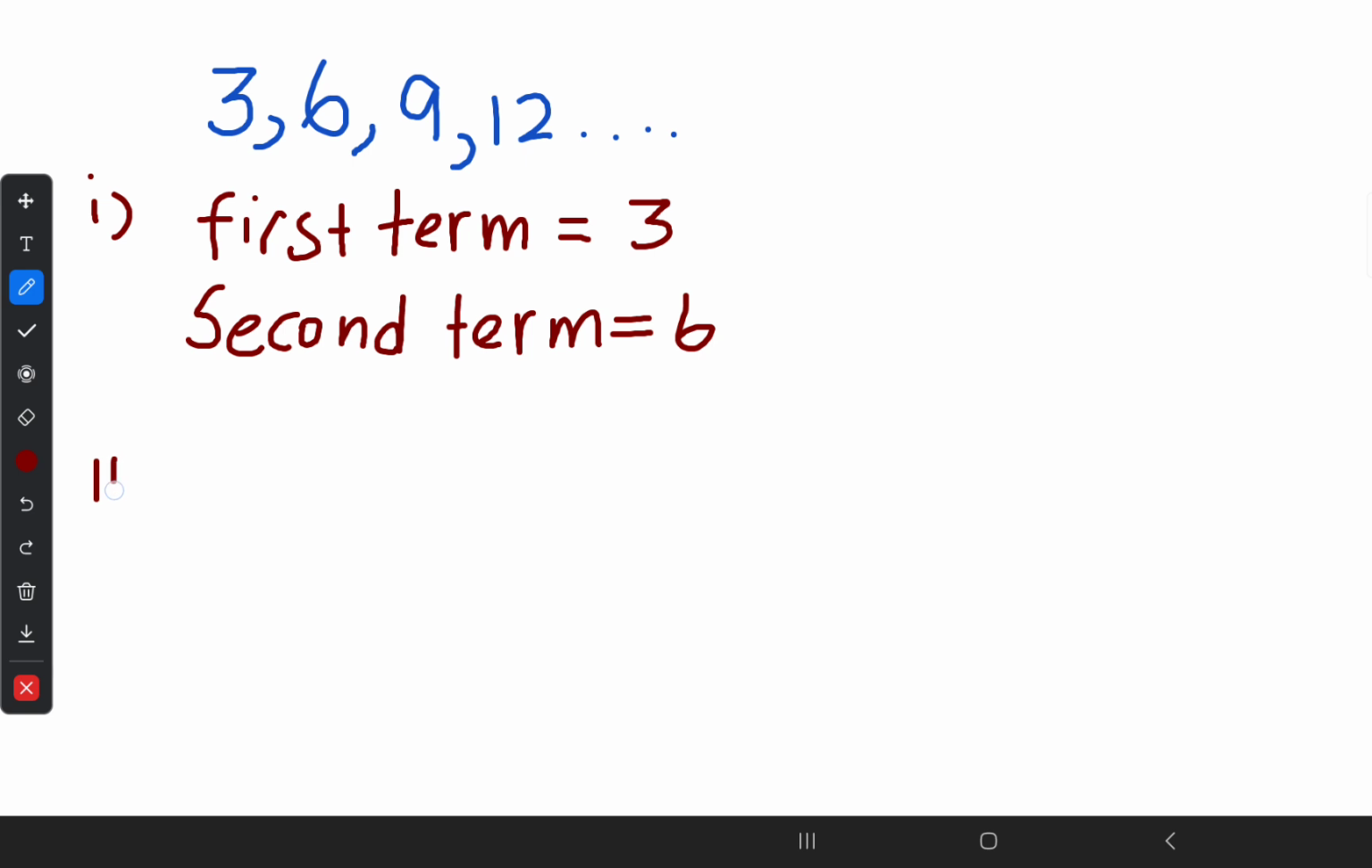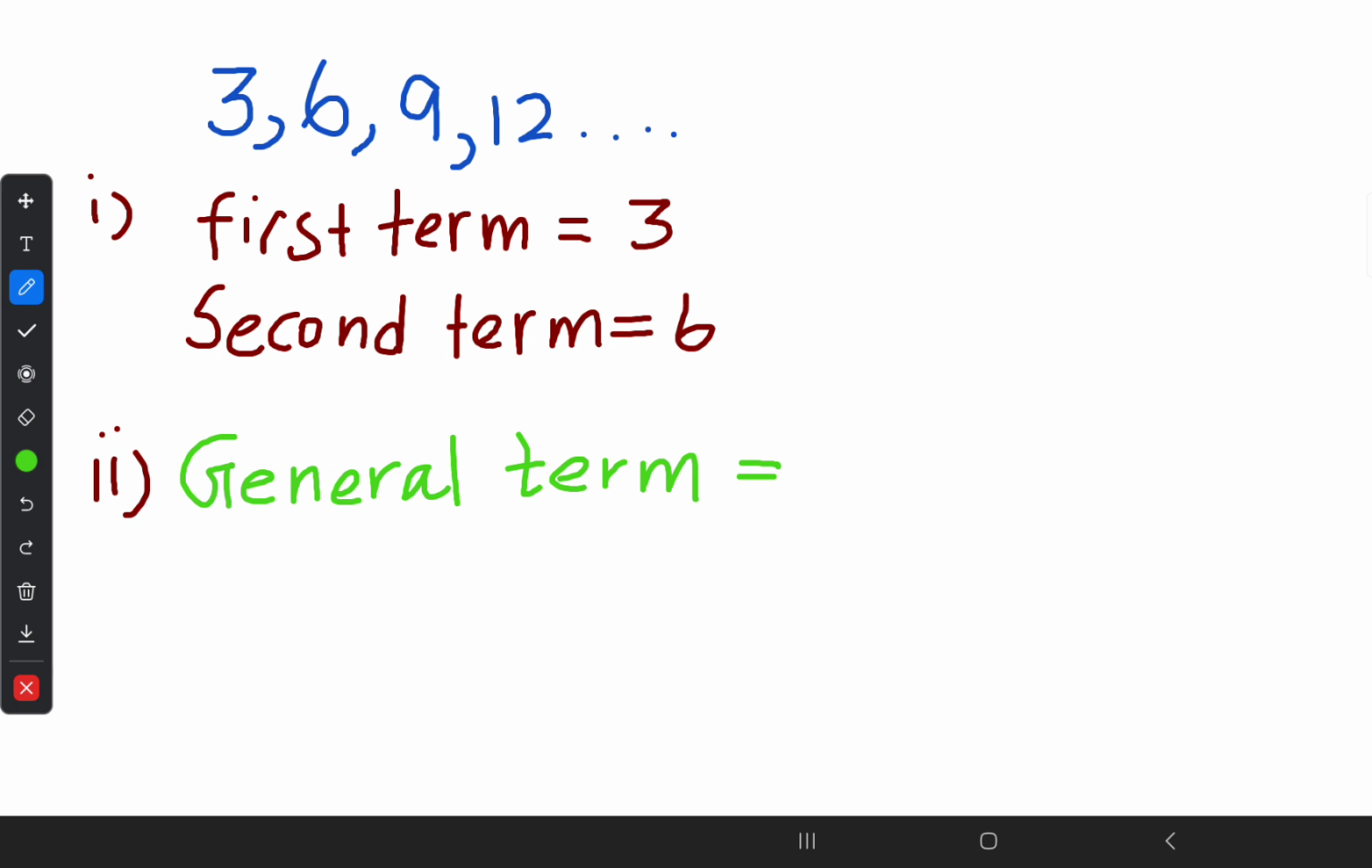Second thing, you should find the general term of this given number sequence. You can see all these numbers are multiples of 3. 3 2s are 6, 3 3s are 9, 3 4s are 12. Likewise, increasing by 3.